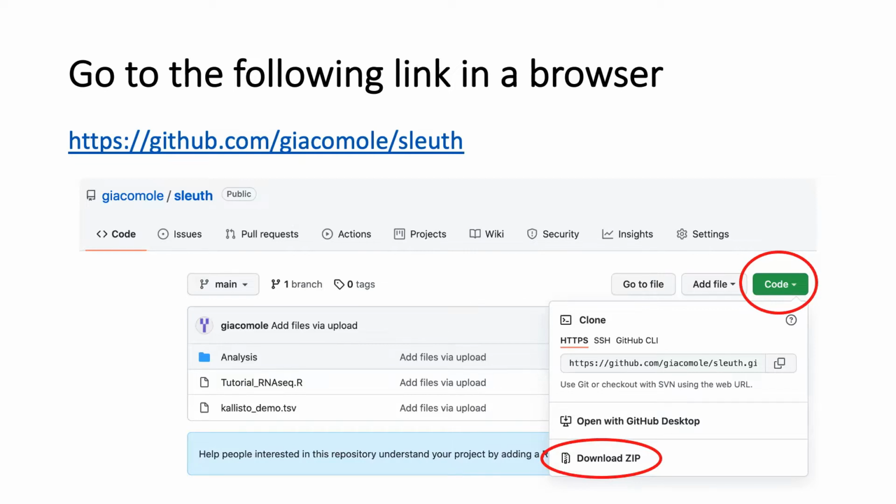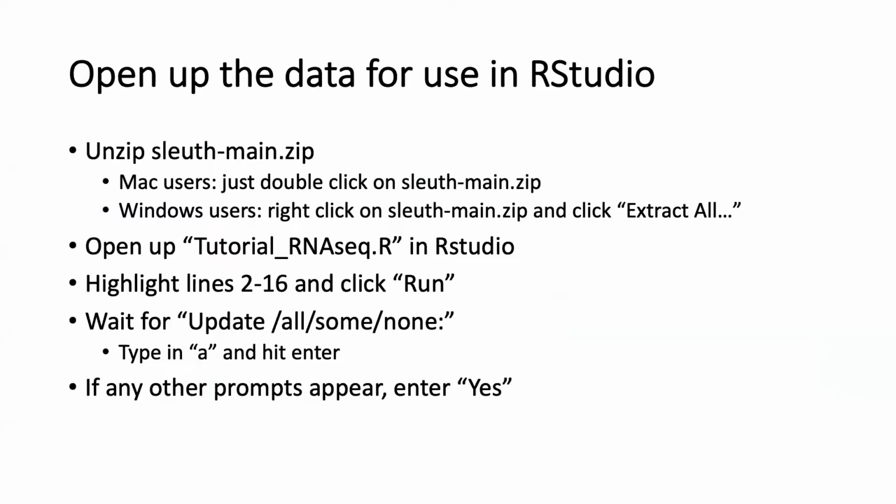Once you get that downloaded, you can go ahead and unzip it. For Mac users, it should just be as easy as double clicking it. For Windows users, right click on that zip folder and click Extract All. And then it should be unzipped into your Downloads folder. Everybody good so far?